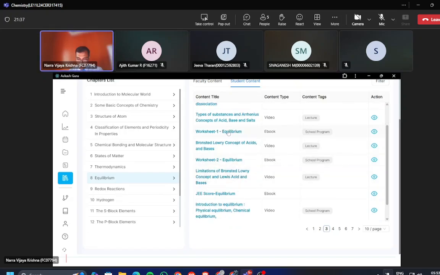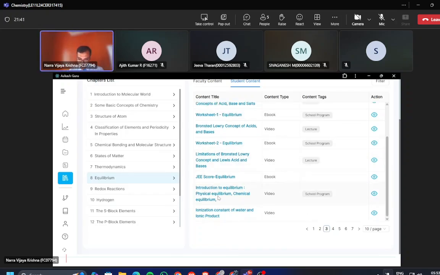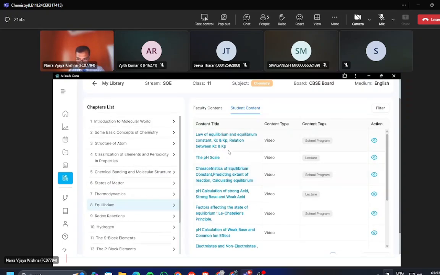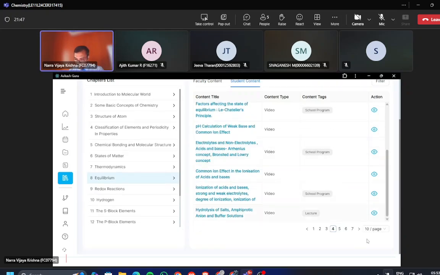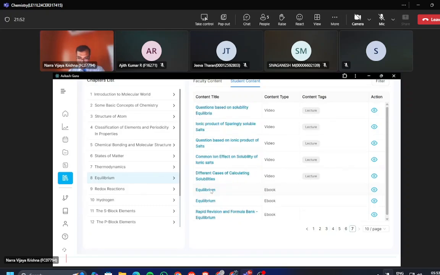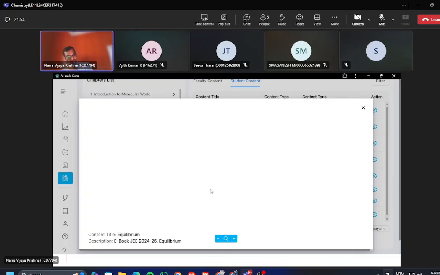Hey, what is this? Equilibrium worksheet 1, worksheet 2, school program, worksheet 3. 7th page. Okay, this one, right? Yes, please. You are asking some questions, right? On that day, this boy sent a few questions. That one question, I solved that question, I think. And you are asking a few more questions.